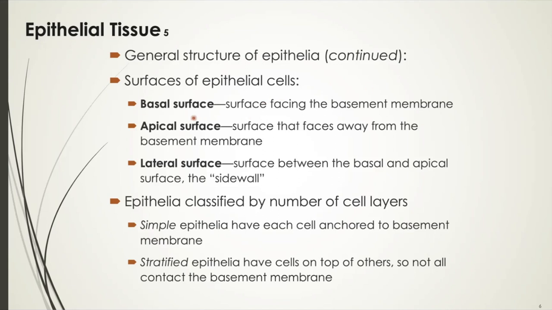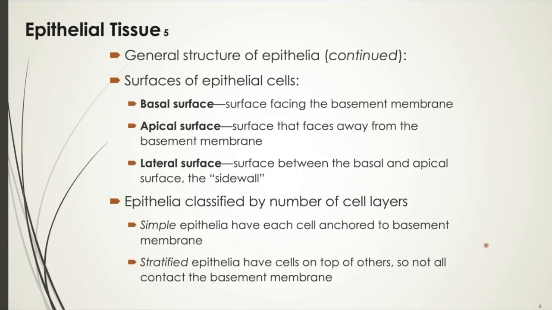So your basal surface is going to be the surface that is closest to the basement membrane. The apical surface is going to be the surface that faces away from the basement membrane. And the lateral surface is going to be the surface between the basal and the apical surface, basically the surface on the sidewalls. This right here is kind of misleading. It's the sidewalls, the surface of the sidewalls.